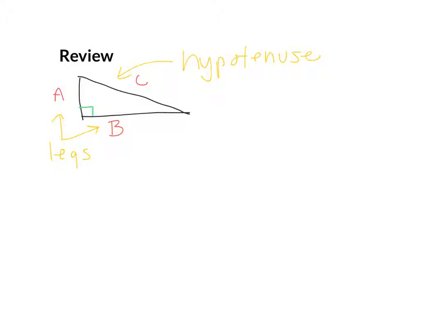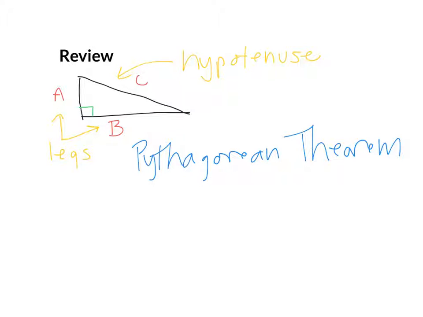Big thing to highlight here, once again, is that the Pythagorean theorem is a squared plus b squared equals c squared.